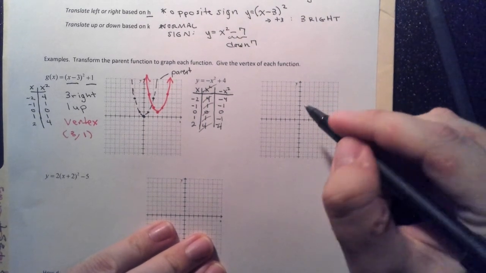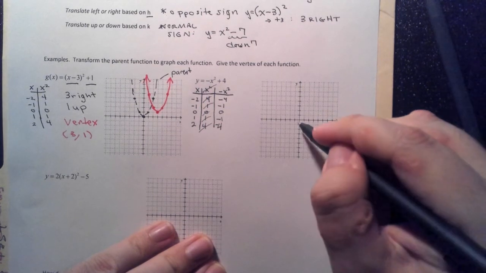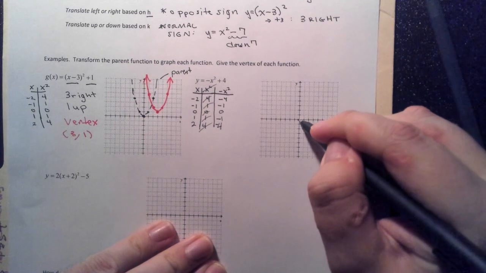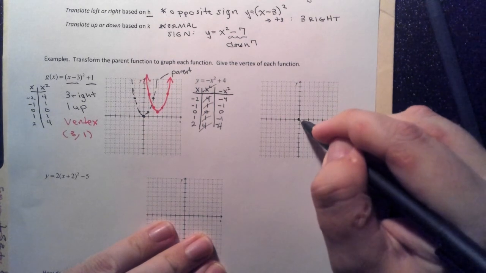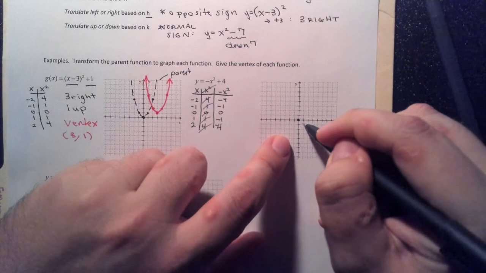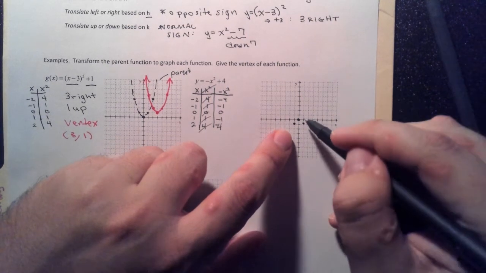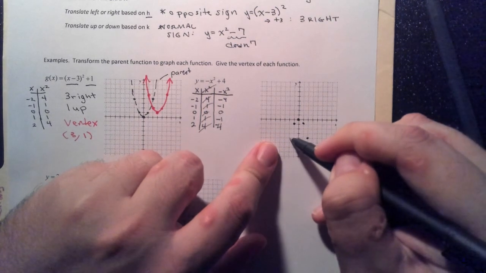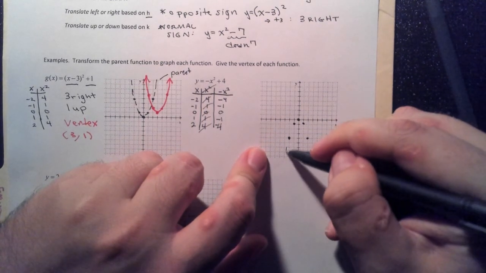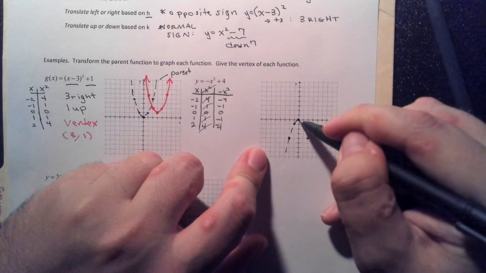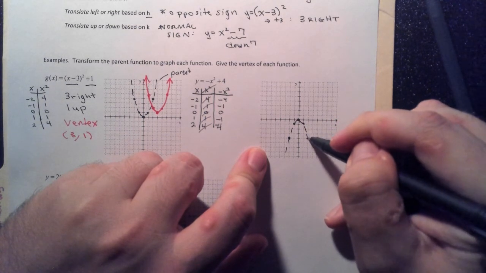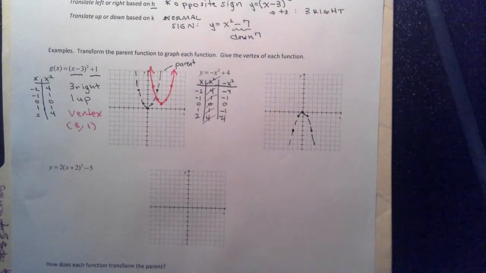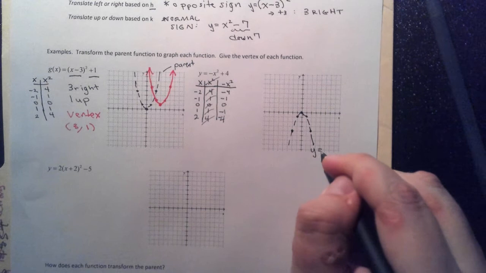So now, what I have are the points 0, 0. I now have 1 and negative 1 down at negative 1. I have 2, negative 4, and I have negative 2, negative 4. That's my parent with a reflection.